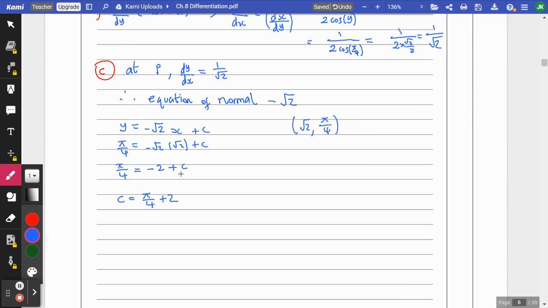So if we've got a y equals mx plus c format, our final equation is y equals minus root 2x plus c, which is pi over 4 plus 2.